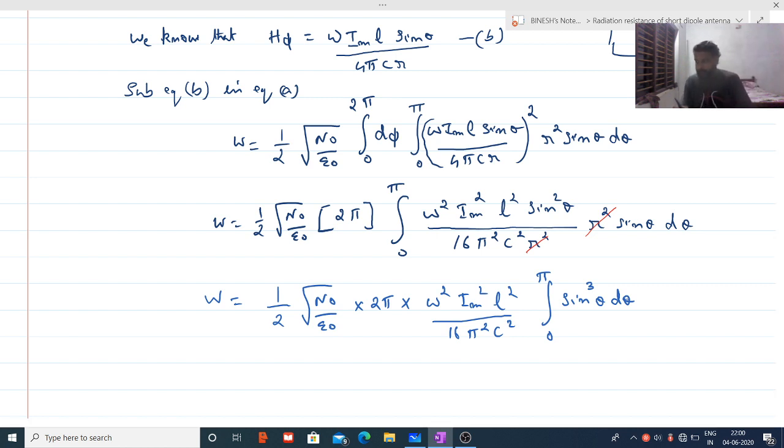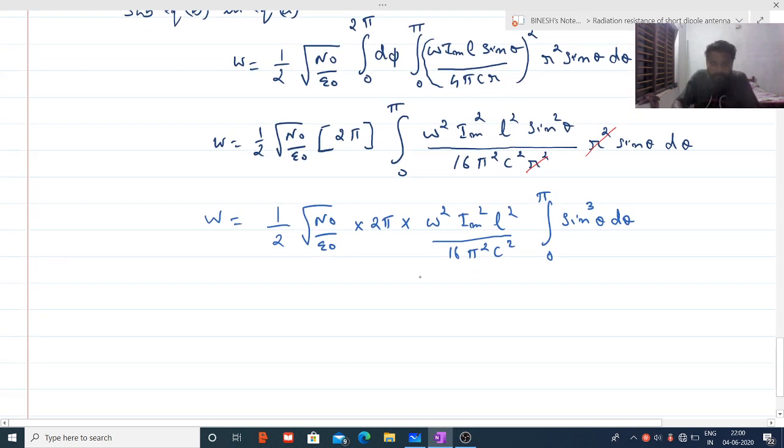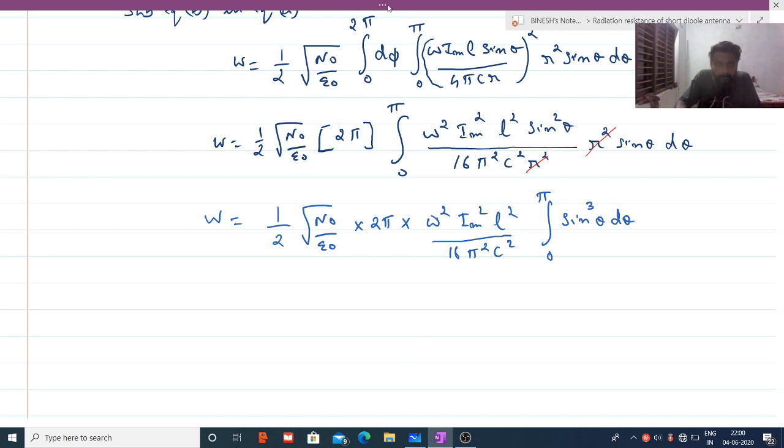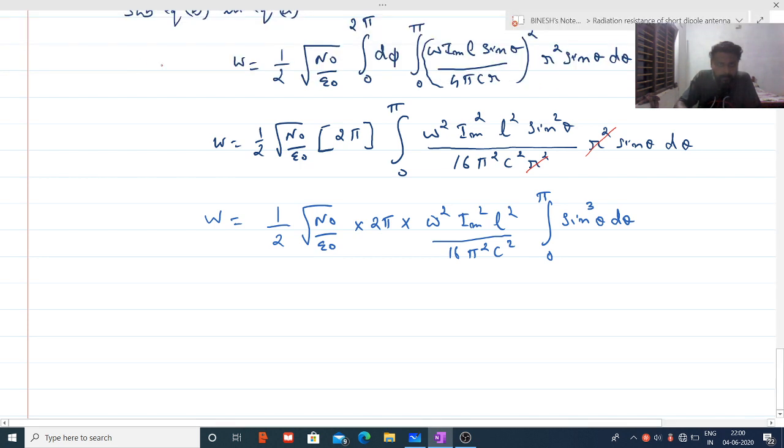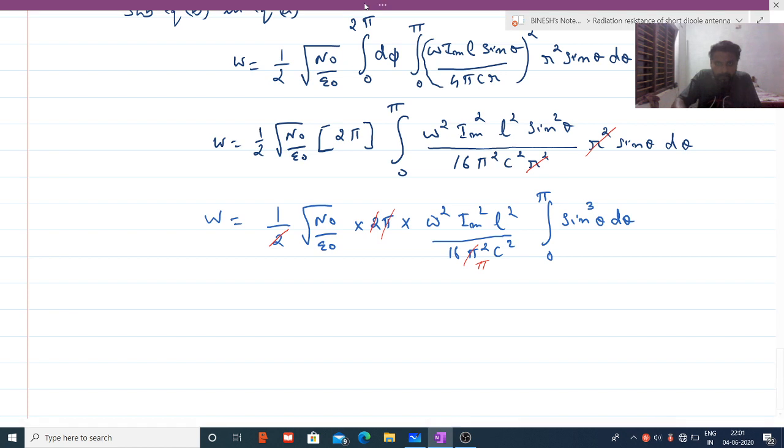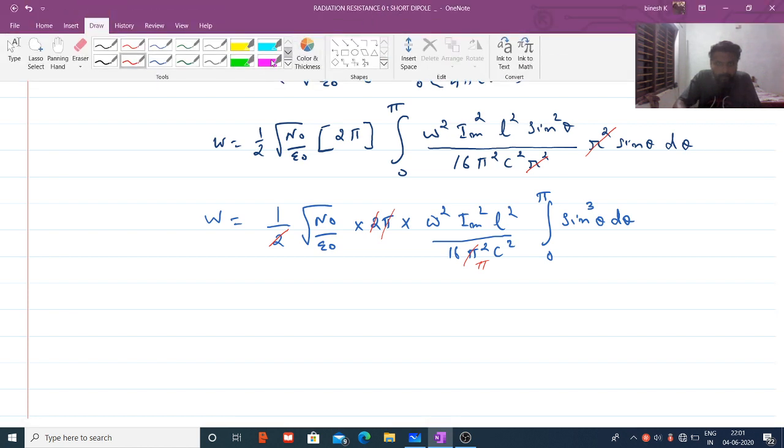So what I will do, this I can change: it is not w square, it is omega square. Okay, so this is nothing but omega. So this one I can write as 2, and 2 will get cancelled again. This 2 and this 2 will get cancelled. One pi I will cancel from here. Here we will have 1 pi, so we will have only 1 pi.